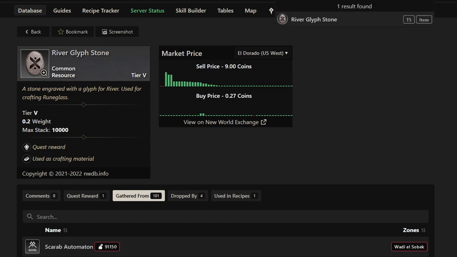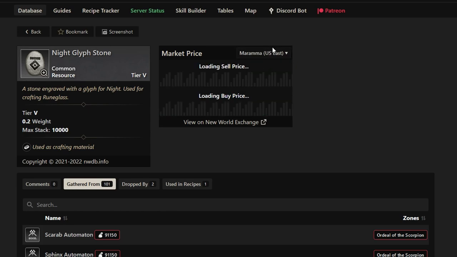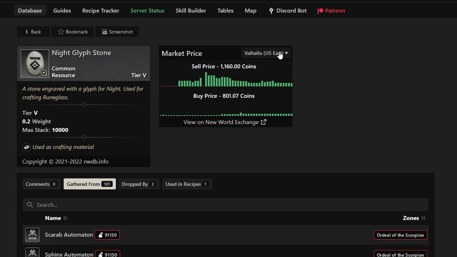The next one's going to be one you should definitely be going for. It's the Night Glyph Stone. This is the Ordeal of the Scorpion. This is going to be up there in the top when you kill the boss, basically that scorpion at night. And I'm going to switch servers because that was a pretty low price. Look, Valhalla has them up for 1,160 coins. Depending on the server, some of these can be very different in price. And I knew Night Glyph Stone would be one of them. So Bari and Valhalla both selling for over 1,000 gold. This is one you should definitely farm in a lot of different servers.